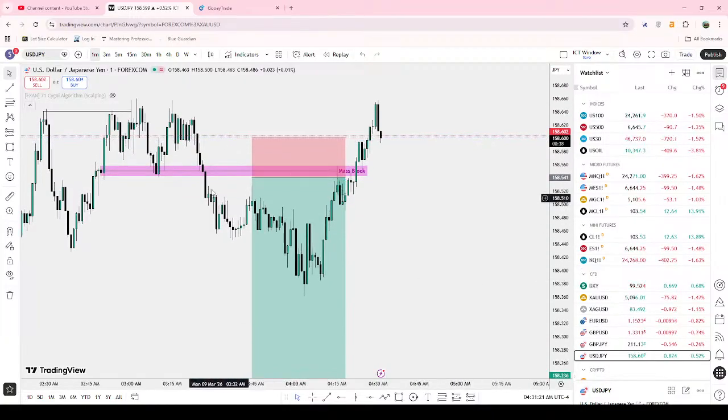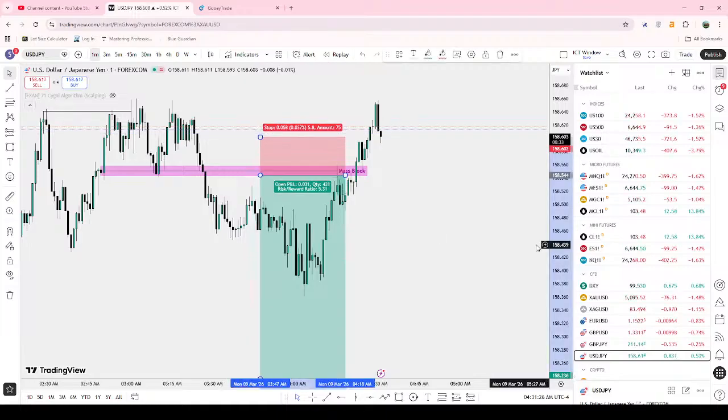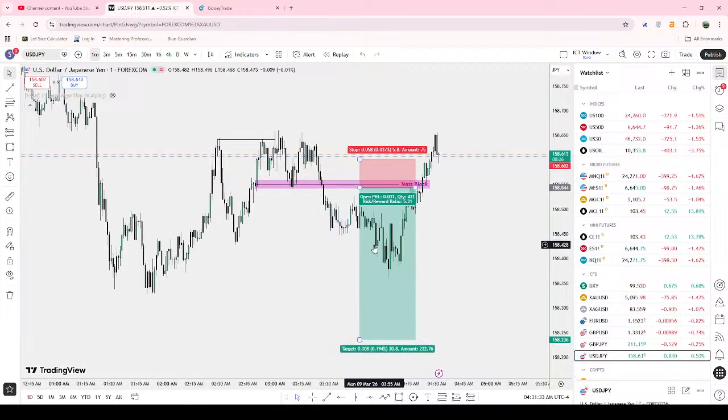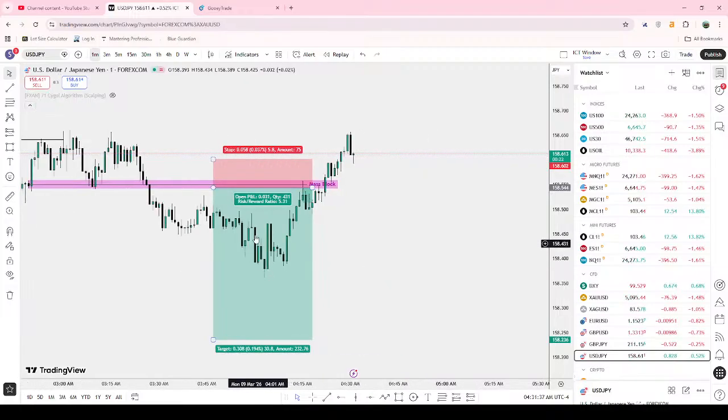The mass block failed. Well, this trade was not taken. Okay, this was just forward testing, not a real trade. The first fair value gap, then this would have been the mass block, and here would have been the entry.